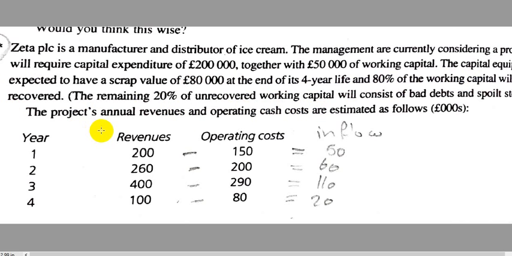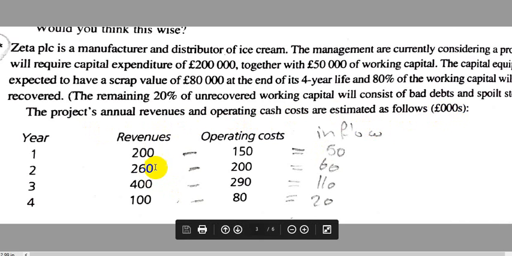The project's annual revenues and operating cash costs are estimated as follows, like you can see in thousands. The revenues here and the operating costs here, we will deduct the operating costs from the revenues in order to get the cash inflows or the profits for each year.